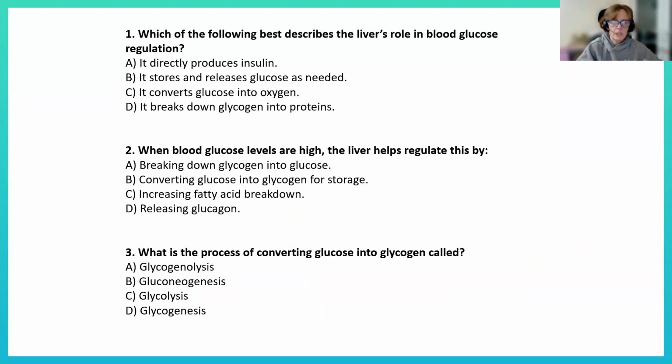So let's have a look at these, see if you can remember what was the role of the liver in blood glucose regulation. When blood glucose is high, what does the liver do? And what do we call the process of converting glucose into glycogen?